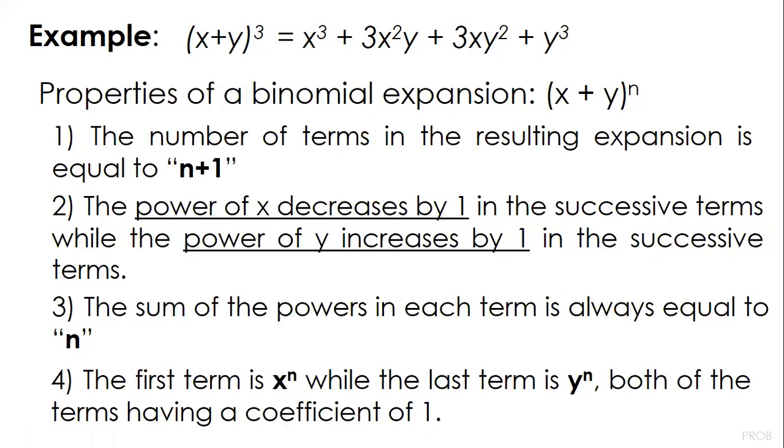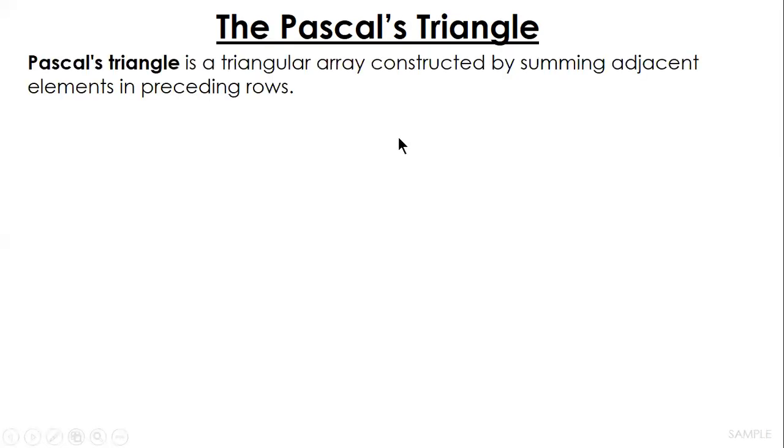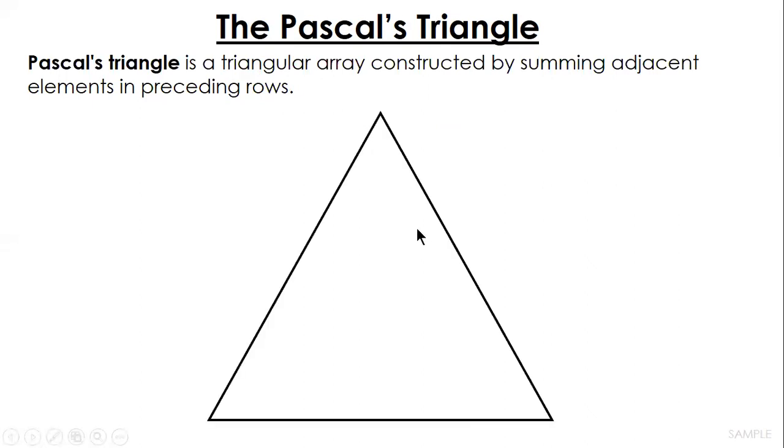So, let us solve a simple problem. But before that, I'm going to share with you one of the methods used years ago on how to expand a binomial. It's called Pascal's triangle. As defined, Pascal's triangle is a triangular array constructed by summing adjacent elements in preceding rows. Okay, let's draw a triangle.